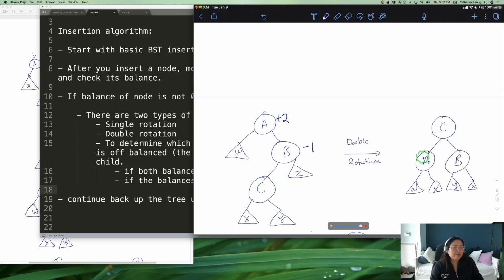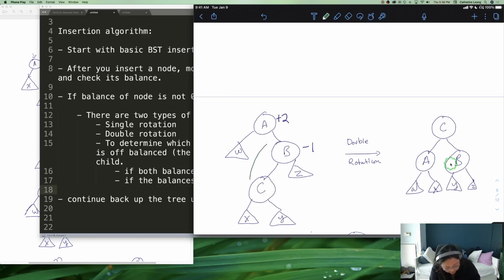Now you look at that and you ask, why is this called a double rotation? Well, it's called a double rotation because you actually did 2 single rotations at different levels. The reason it ends up as this is the end result. But what you are actually doing in a double rotation is 2 single rotations at different levels to different trees.